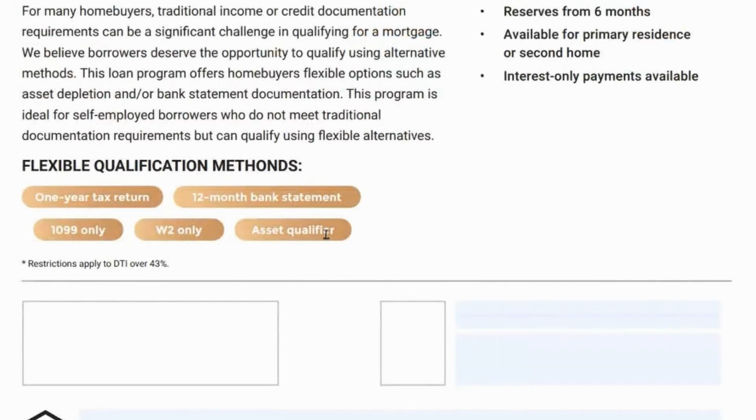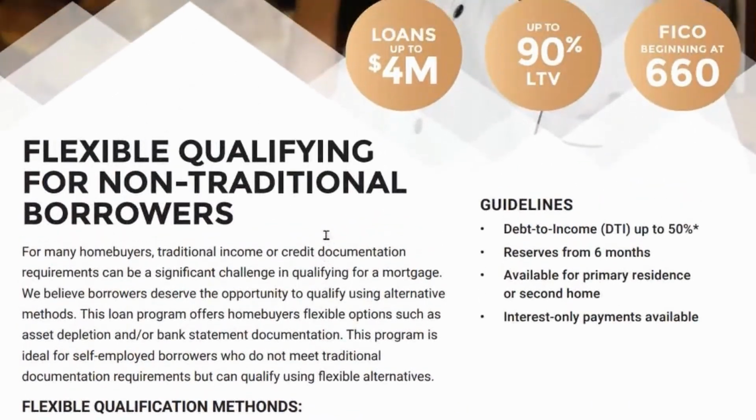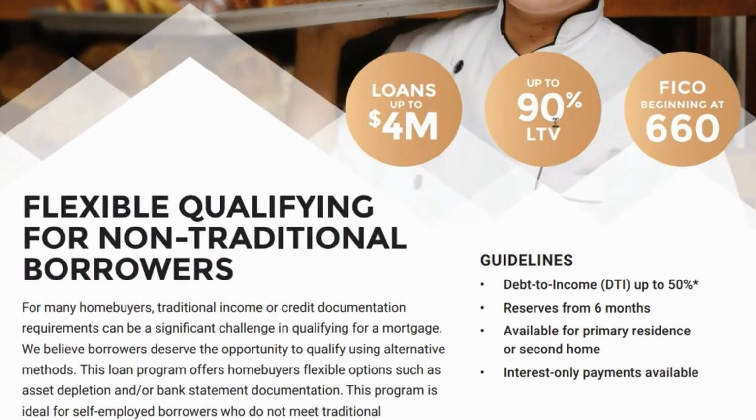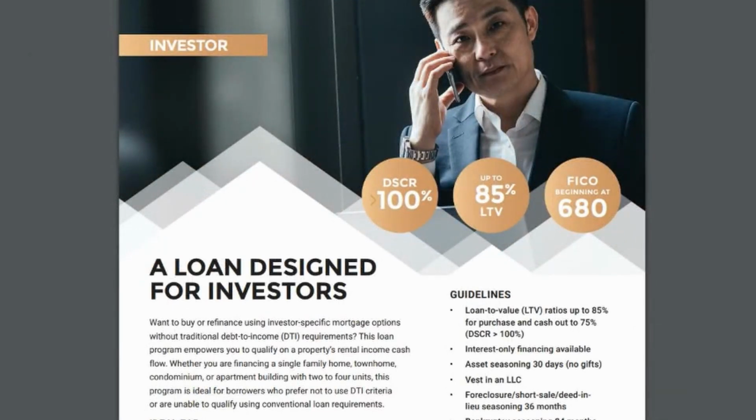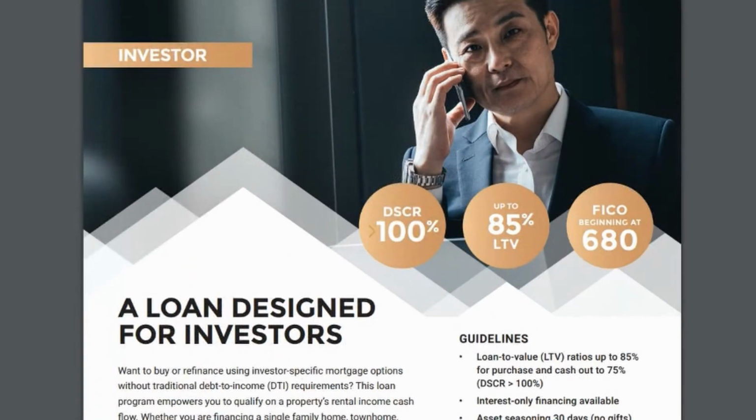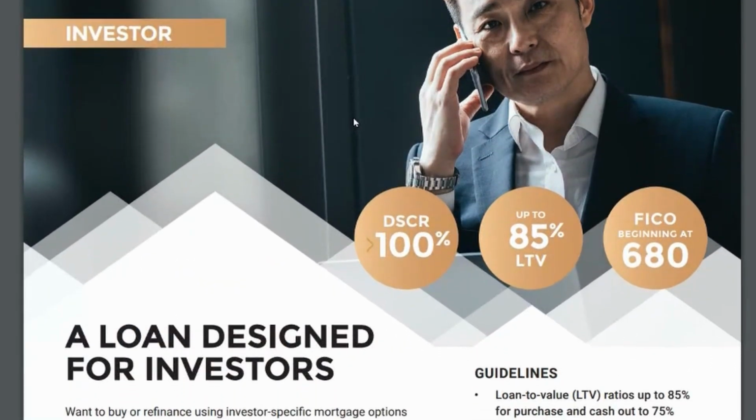Okay, you can use those variations of income to qualify. Loans up to $4 million, 90% loan to value, and the FICO, basically your credit score, starts at 660. The next one is the DSCR program that we have. Now, we have this program that qualifies off of 100% of DSCR. These are for investors. So let me explain what that is.